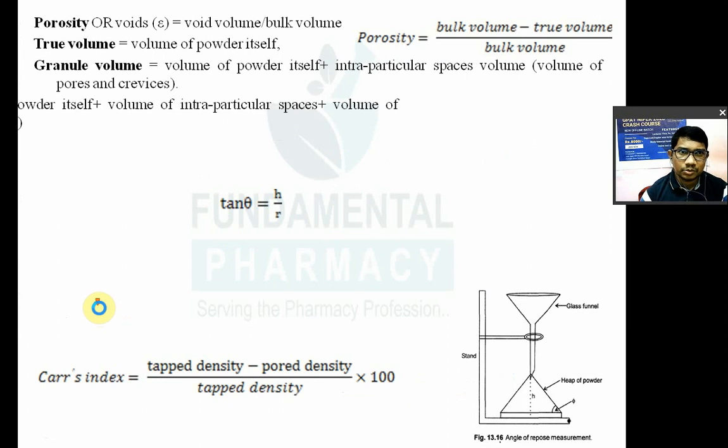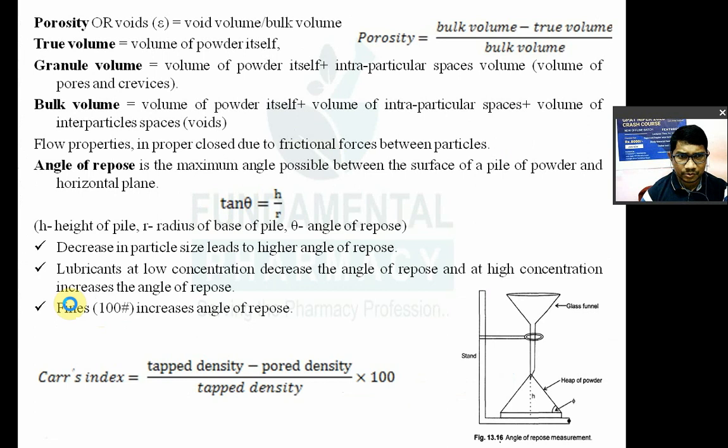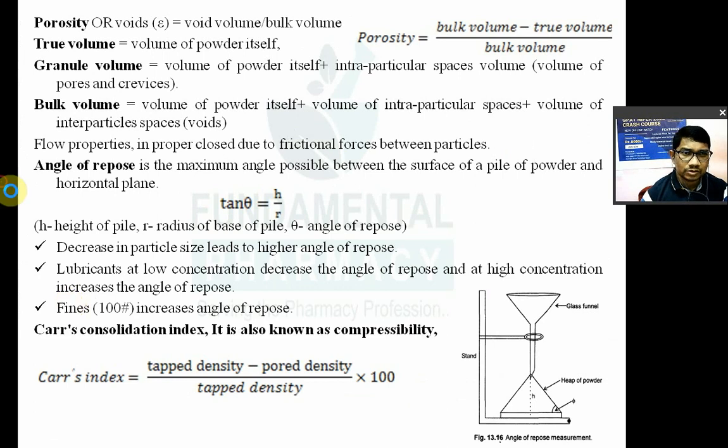We have seen porosity, true volume, bulk volume, void volume, etc. Angle of repose, we have seen. So what do you mean by angle of repose? The maximum angle between the surface of the pile of powder and the horizontal plane. So angle of repose, porosity, density, then Hausner's ratio, then Carr's index are the determinants of flow properties of powder. So who are the indicators of flow properties of powder? That is the angle of repose, Hausner's ratio, Carr's index. Okay, so flow कब होगा powder?